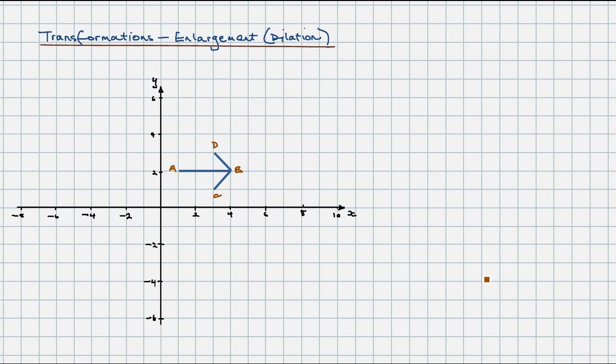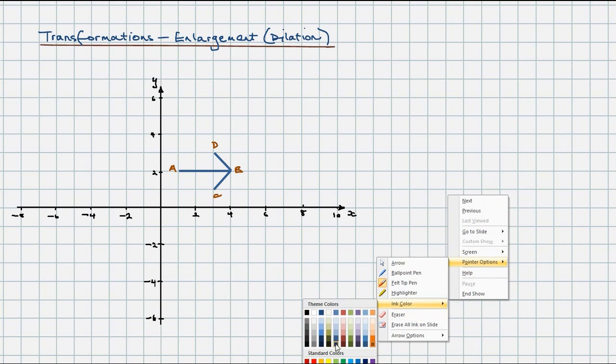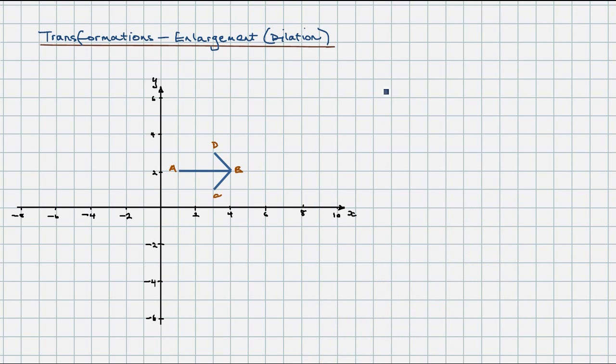So what I'm going to try and do here is enlarge by a scale factor of -2. So let's keep it simple. So the centre of enlargement, let's call it E, centre of enlargement is going to be the origin, and the scale factor is going to be this time a negative, minus 2.